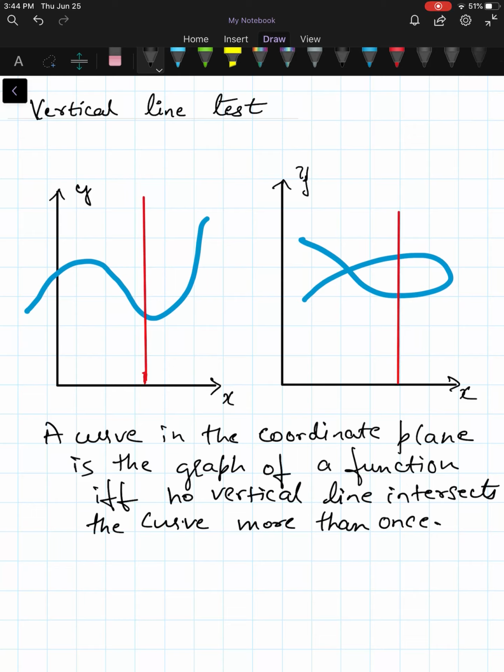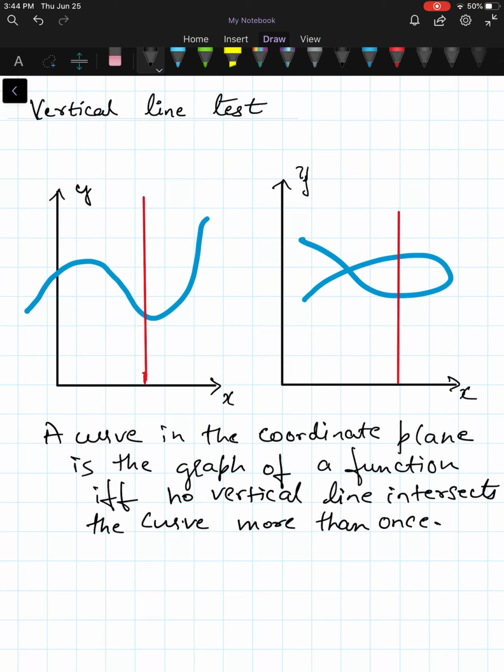So how is this related to the definition of a function? How is this particular test making use of the definition of a function? We defined a function to be a unique value being assigned to each element in the domain. So that would be a function. But if you see the vertical line test, what does it say?